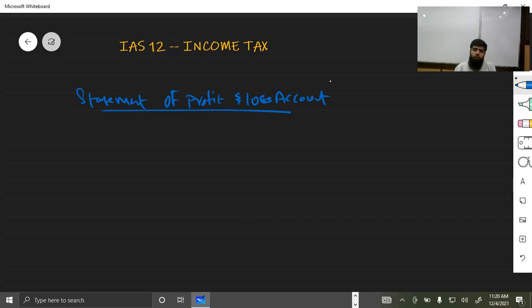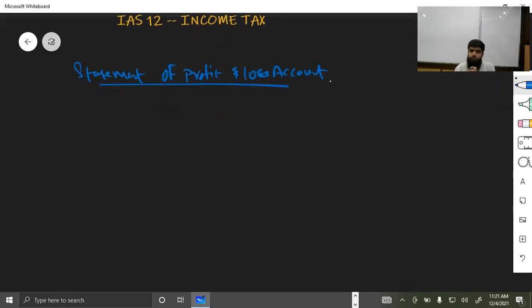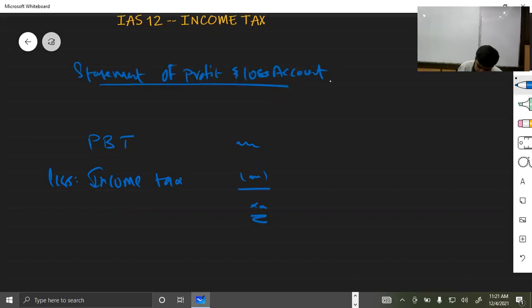In the statement of profit and loss account, that is the income statement, we have different line items: sales revenue, cost of sales, distribution cost, admin cost, and likewise interest expense, that is the finance cost. And the very last component is income tax. That is, we have a profit before tax, and after profit before tax, the last line item is income tax. We deduct income tax from this profit before tax, and then finally we arrive at the net profit, or we can say the profit after tax.